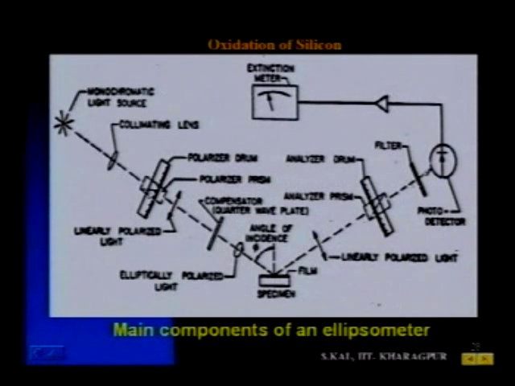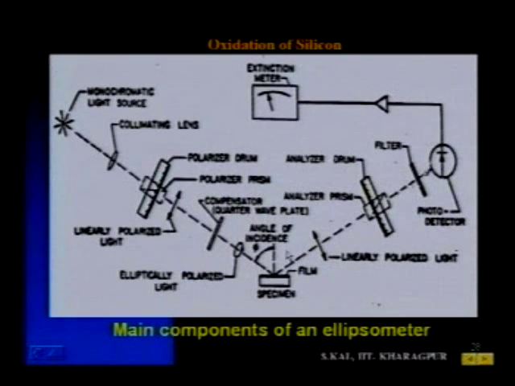And after that, this optical beam passes through a quarter wave plate, which is known as a compensator. This is a quarter wave plate, and after emerging from the quarter wave plate, this optical beam will be elliptically polarized. So, the polarizer drum will change the beam to a linearly polarized beam, and then the quarter wave plate again changes the plane of polarization, that is from linearly polarized light to elliptically polarized light.